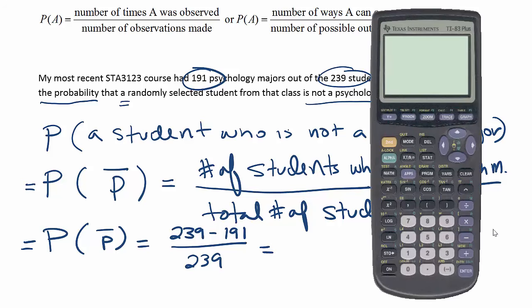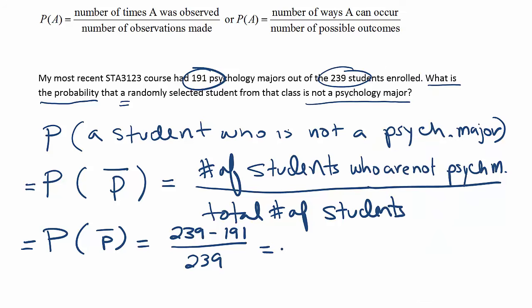All right, so let's work that out in our calculator to get our final solution. On top, we'll have 239 minus 191, close that up and divide by 239. Your final answer, rounded off to 3 decimal places, is 0.201, or 20.1%. So there's a 20.1% chance that a randomly chosen student from this class is not majoring in psychology.